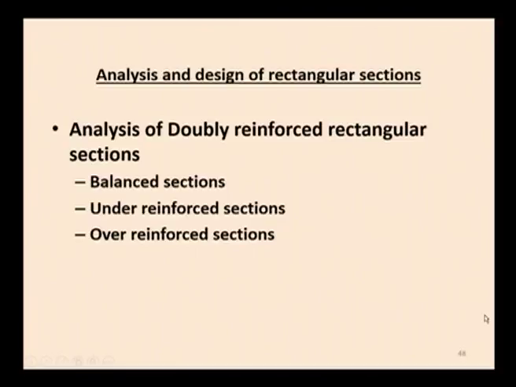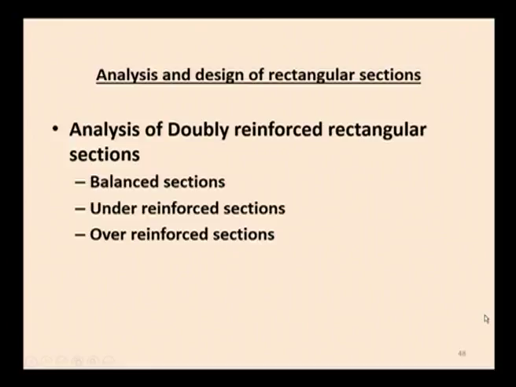But what about the moment of resistance of the doubly reinforced section? The moment of resistance of the doubly reinforced section is the moment of resistance of the singly reinforced section plus the moment of resistance due to the compression reinforcement at the topmost extreme fiber. Here also we have 3 types of sections: balanced section, under reinforced section and over reinforced section, as in the case of the singly reinforced rectangular section.